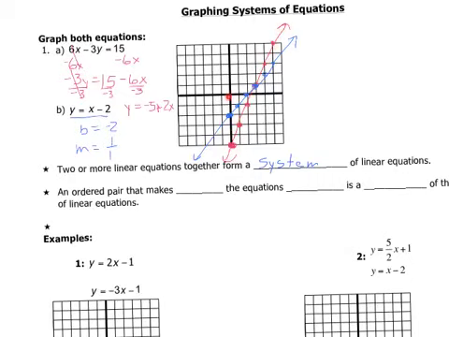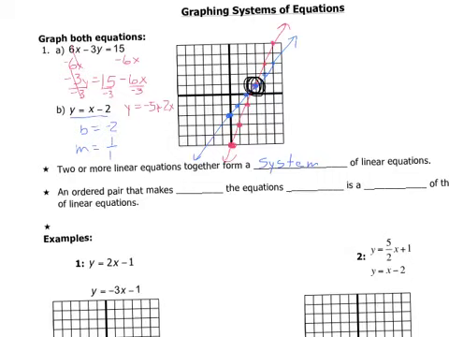What point is on both lines? 3, 1, right? This point right here. 3, 1. That's the point of intersection, and that's what we're looking for. It's the point 3, 1.